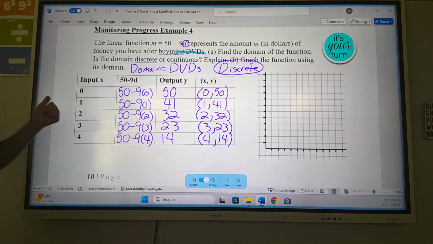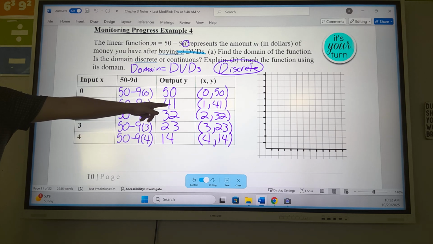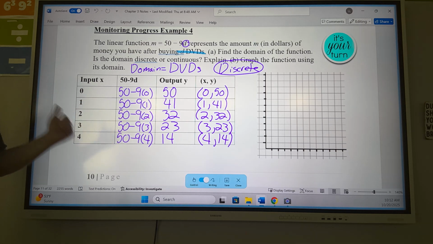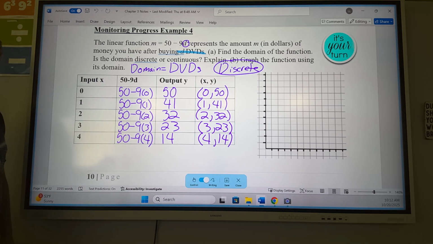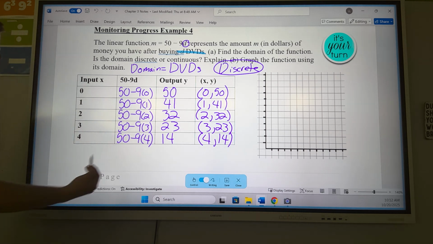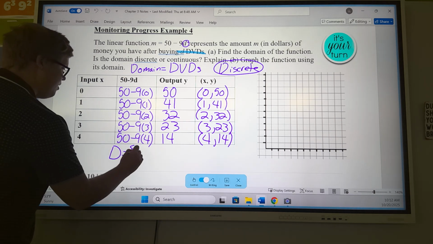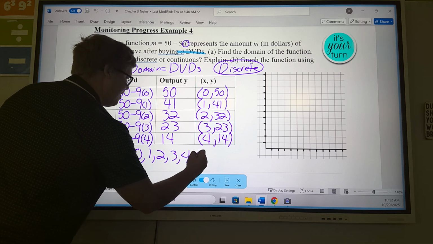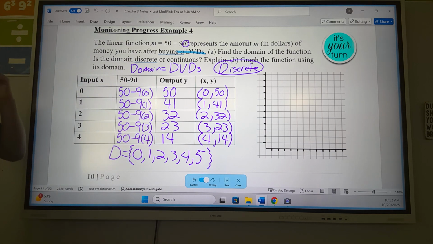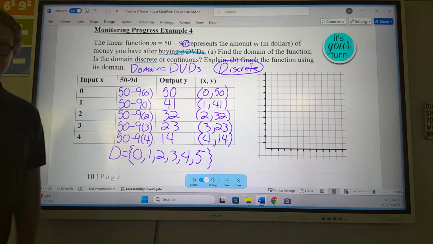Second of all, we noticed we started with $50. After we bought one DVD, we had 41 left. That means each DVD costs $9. That tells us when we have $14 left, can we buy a fifth DVD if DVDs cost $9? Well, yes, we can. So the domain I want you to write actually is going to include that fifth DVD. So we have 0, 1, 2, 3, 4, and 5. Now, once we would buy that fifth DVD, we would not have enough to buy a sixth. That's why we're going to stop at 5.